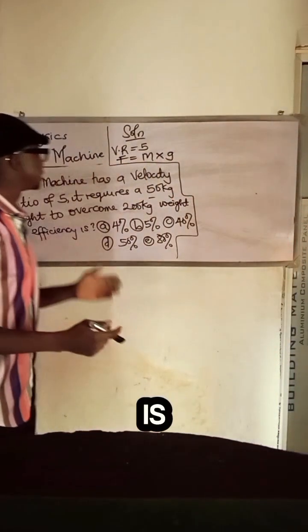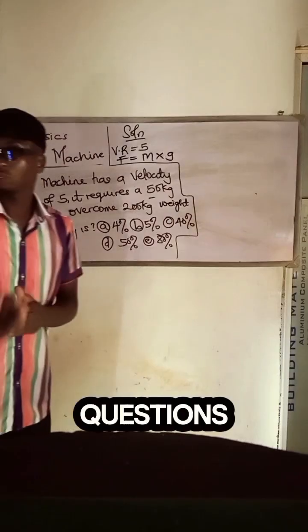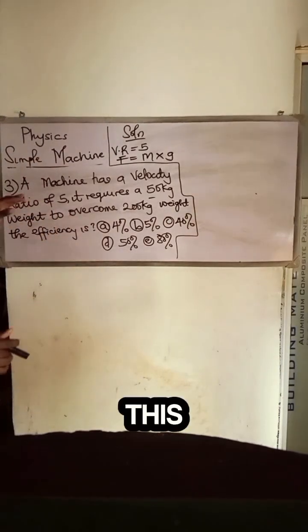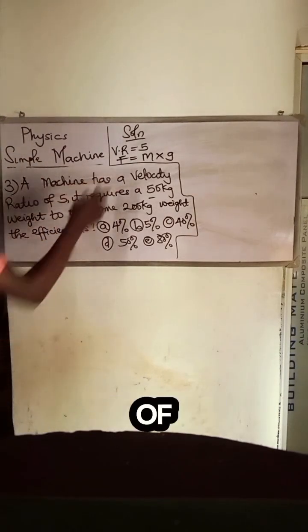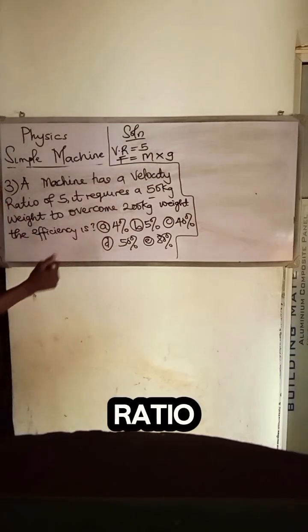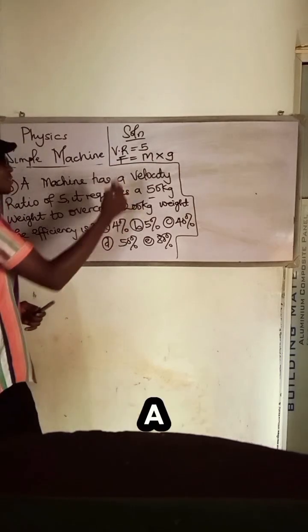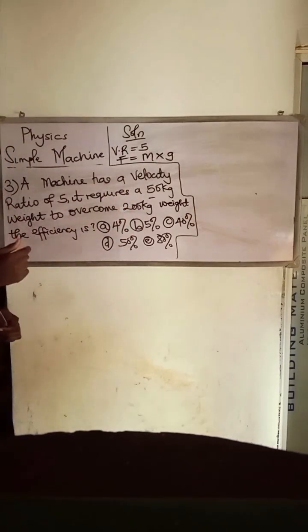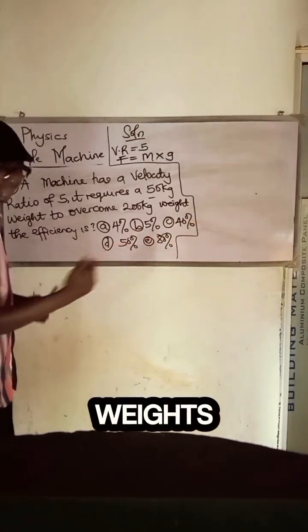Now, this is a past question. We have been solving past questions so far. In this question, they say a machine has a velocity ratio of 5. They give us the velocity ratio. Then they say it requires a 50 kg weight to overcome 200 kg weight.